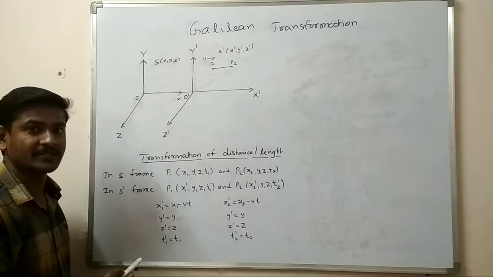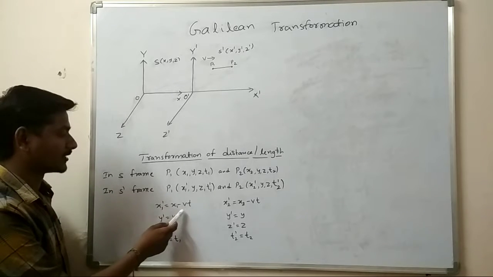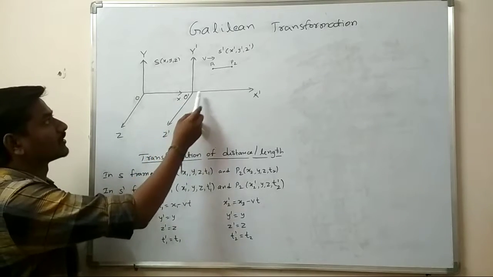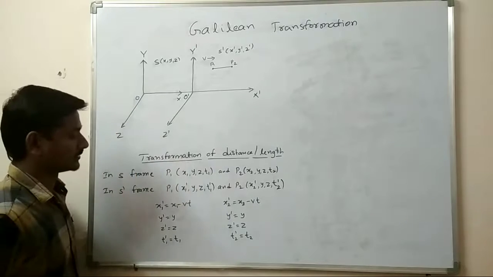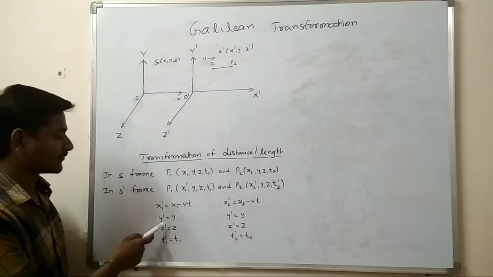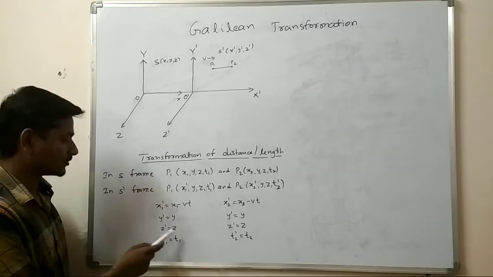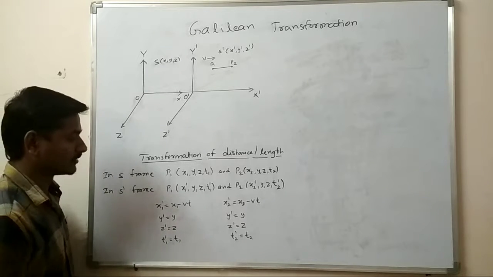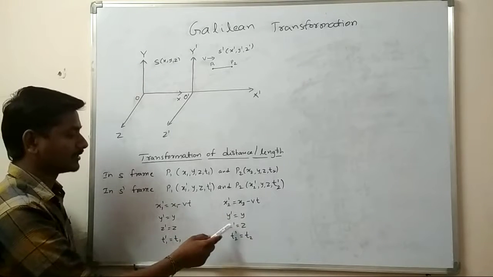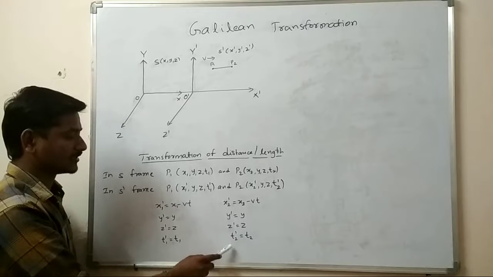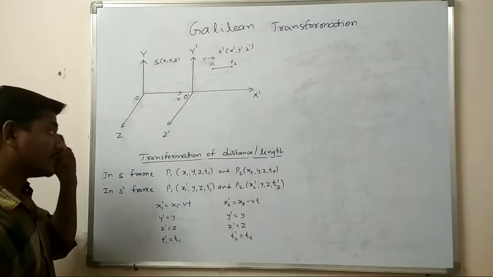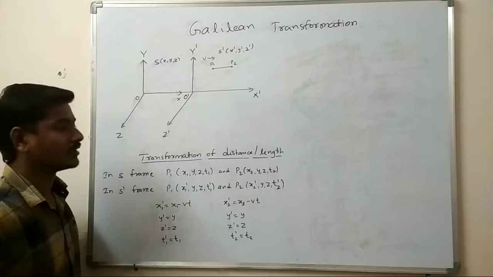From the Galilean transformation equations, we have x1 dash equal to x1 minus vt, where v is the relative velocity of S dash with respect to S. Since there is no motion along the y-axis and z-axis, we can write y dash equal to y, z dash equal to z, t1 dash equal to t1. Similarly, x2 dash is equal to x2 minus vt, y dash equal to y, z dash equal to z, t2 dash equal to t2. So what we are measuring here is the transformation of distance or length.